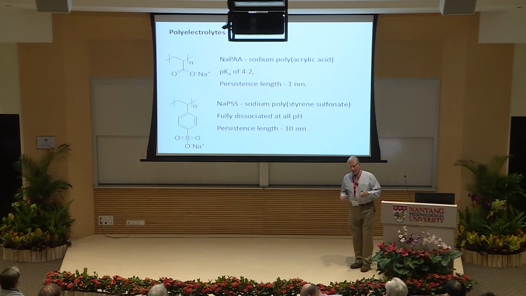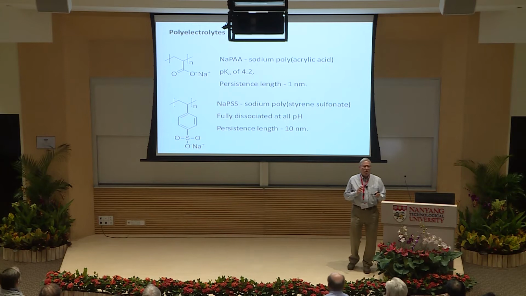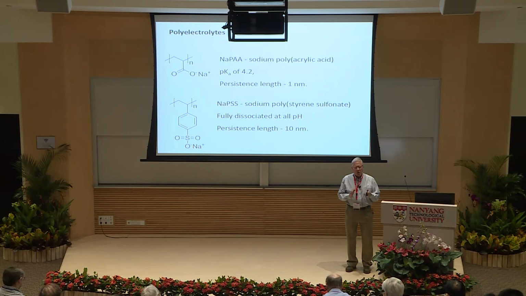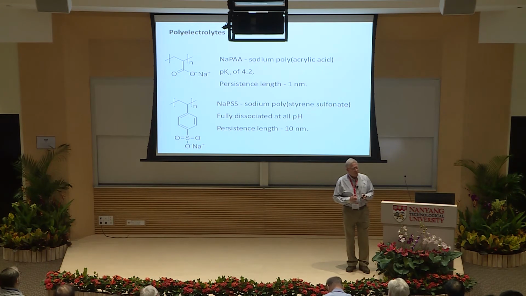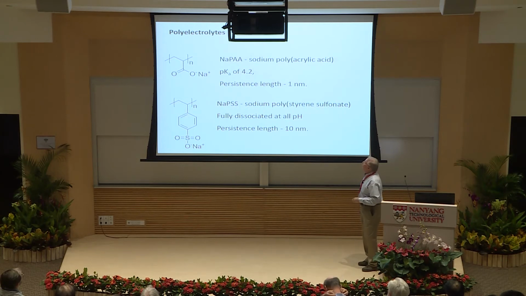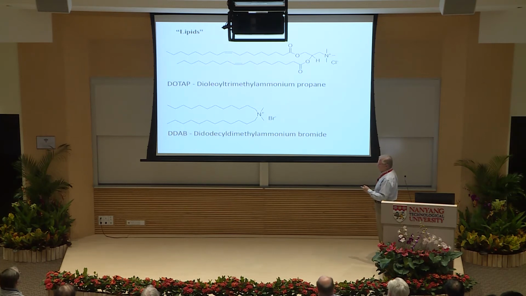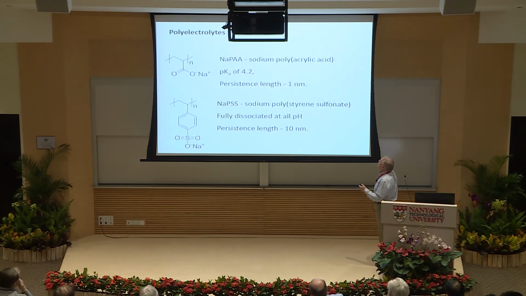Now, following that, and much more recently, we tried to understand how the nature of the surfactant or the lipid and the nature of the polyelectrolyte affect what we see in our micrographs. So we would like to see the structure. For doing this, we selected two polyelectrolytes, which are quite different, synthetic polyelectrolytes. One of them is sodium polyacrylic acid. The other one is sodium polystyrene sulfonate.